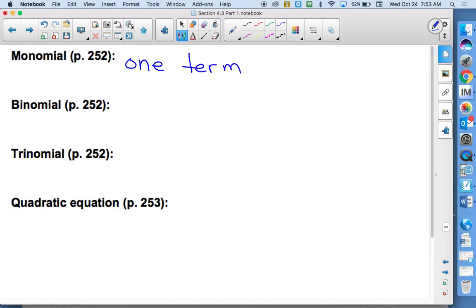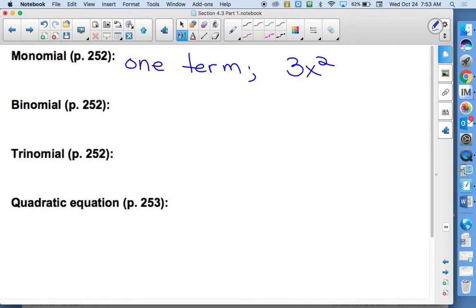So if you have an equation that's a monomial, that means we have y equals 3x squared, y equals 7x squared, y equals 15x squared. So one term, we'll just say 3x squared. So a monomial is one term. That's usually your basic graph, because it's not shifting left, right, up, down. So a monomial is a basic graph.